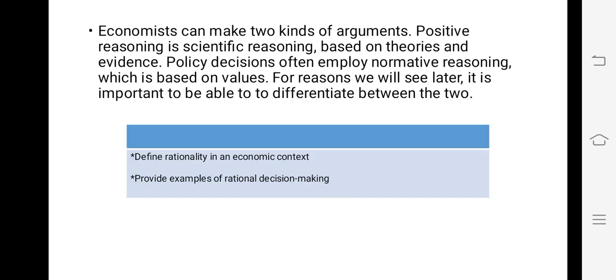Economists can make two kinds of arguments: positive reasoning, which is scientific reasoning based on theories and evidence. Policy decisions often employ normative reasoning, which is based on values. For reasons we will see later, it is important to be able to differentiate between the two. First one is define rationality in an economic context, and the second one is provide examples of rational decision making.